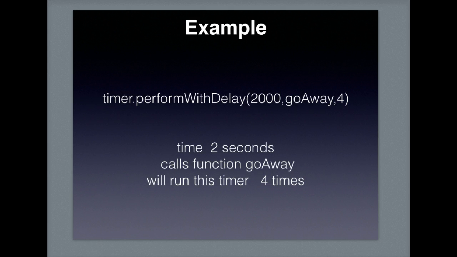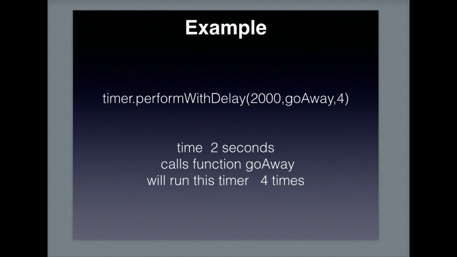Okay, so the 2000, again, every 1,000 units here represents a second. So the total time for this section to run is going to be 8 seconds, because it's going to repeat 4 times at 2 seconds each.